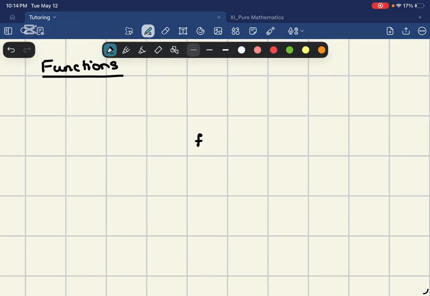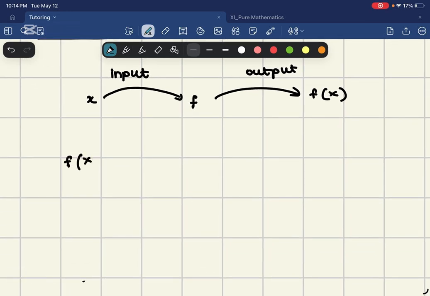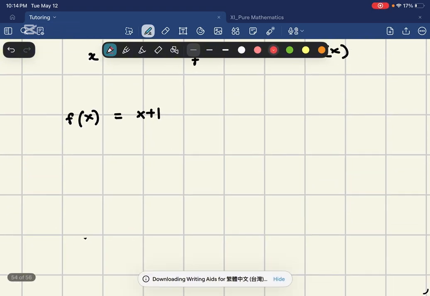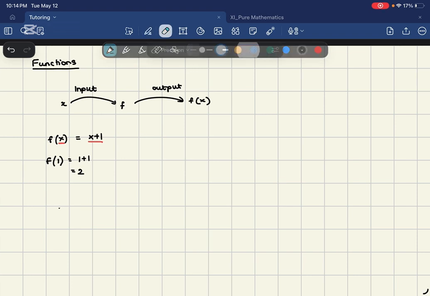So you have a function f. It takes in an input. Let's say that your input is x, and it provides an output. And we call this output f of x. So let me illustrate. If I write a function f of x is equal to x plus 1, this f is the function. My x is the input. X plus 1 is my output. So f of 1, I input 1. The output is 1 plus 1, which is 2. And so on. So a function basically works like this computer. It takes in an input and it gives you an output.